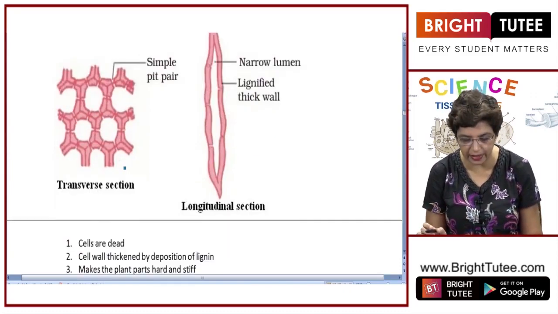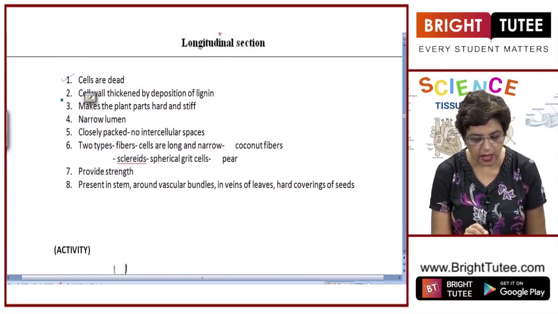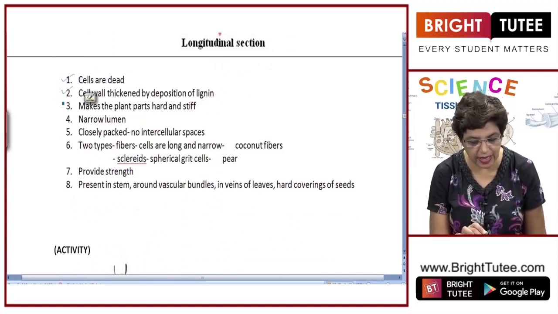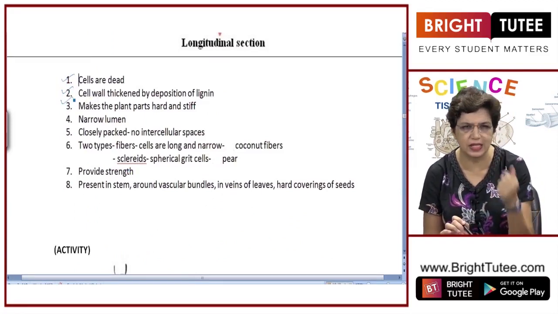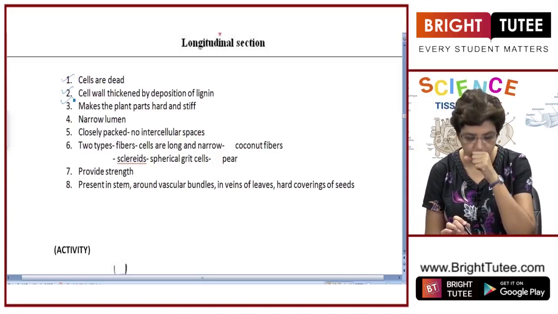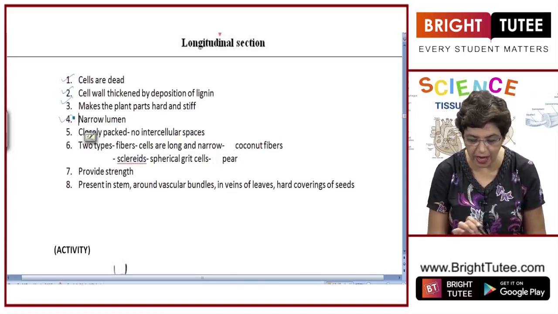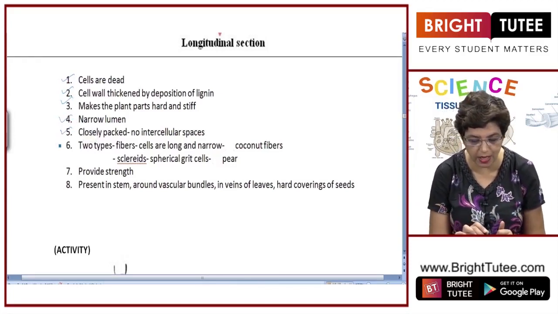Let's see the characteristic features of sclerenchyma. The cells are dead. The cell wall is thickened due to deposition of lignin. They make the plant parts hard and stiff. So whatever part of the plant you feel is hard and stiff, that is because of the presence of sclerenchyma. The cells have a narrow lumen. The cells are closely packed. There is no intercellular space.